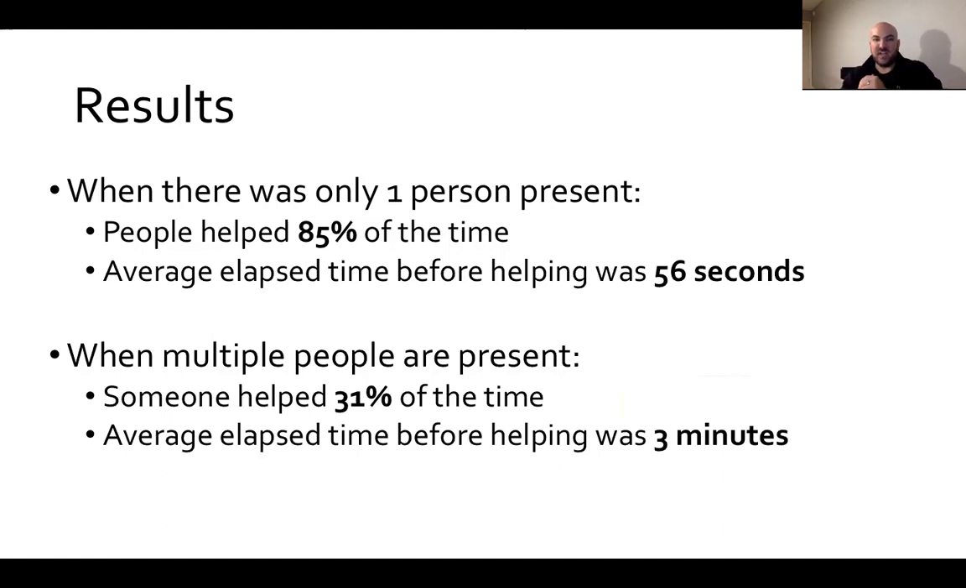So this is the bystander effect. Ironically enough, the more people are present, the less likely the person is to receive help when they're in need. And it takes them longer to receive help. And this can be explained by diffusion of responsibility.